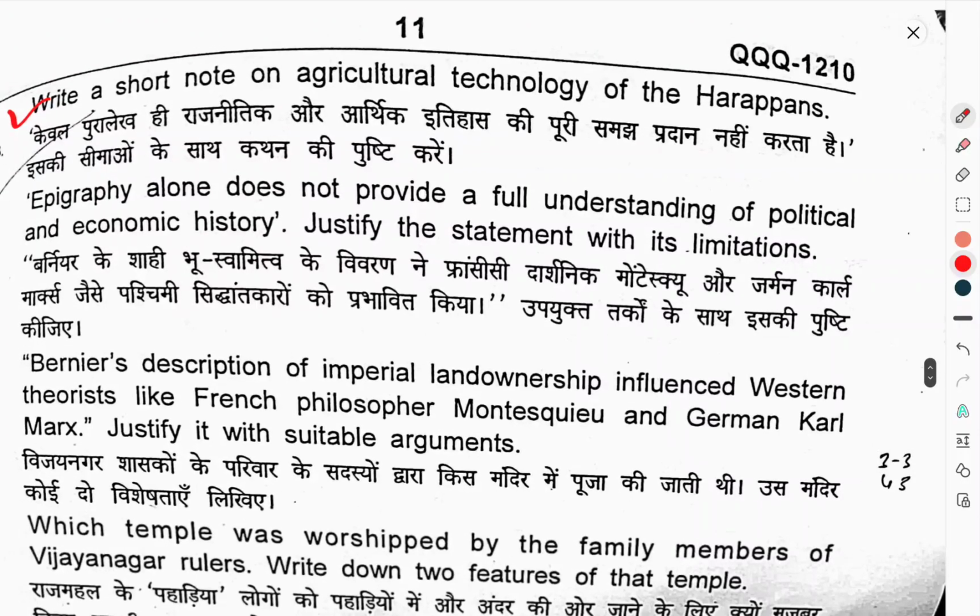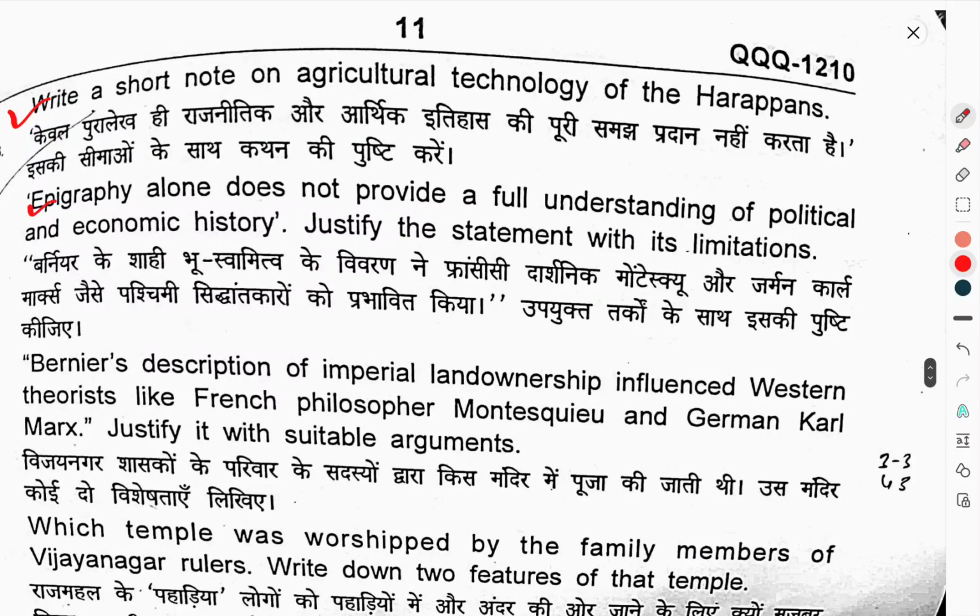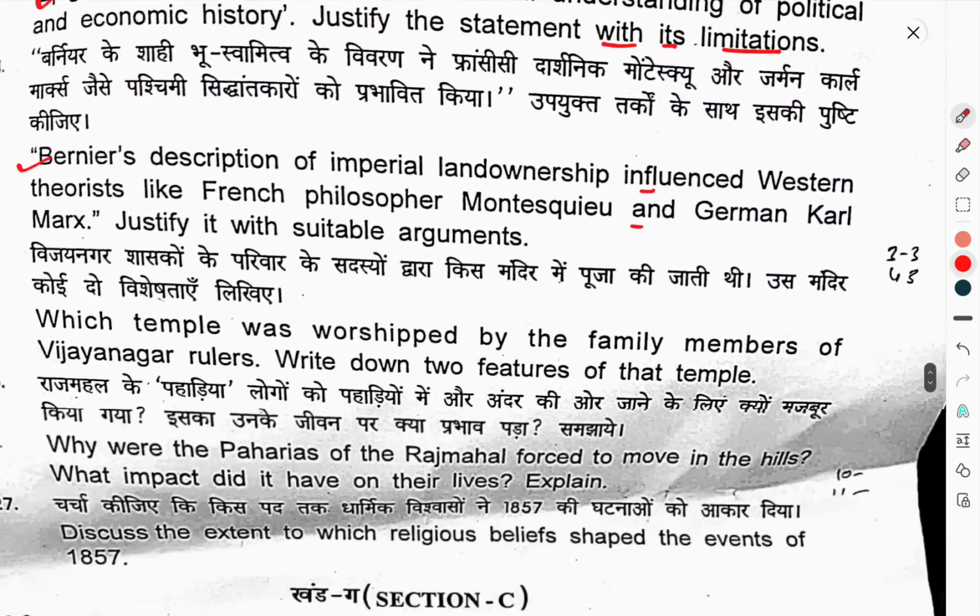Next, epigraphy alone does not provide a full understanding of political and economic history. Justify the statement with its limitations. Bernier's description of the empirical land ownership influenced Western theorists like French philosopher Montesquieu and German Karl Marx. Justify it with suitable arguments.